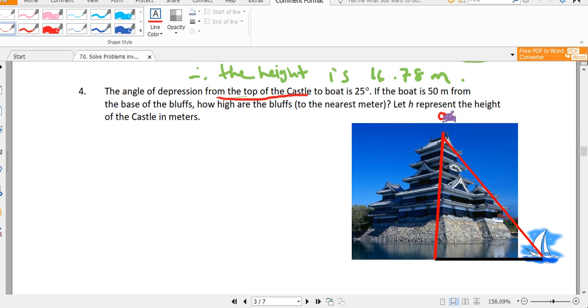So the angle of depression from the top of the castle, you are going to assume you are on top of this castle. And you are looking straight ahead, okay? You're looking straight ahead. So you look straight ahead, you're tilting your head down. This is your angle of depression, 25 degrees. The angle of depression from the top of the castle to the boat, because you're looking down towards the boat, is 25 degrees. If the boat is 50 meters from the base of the bluffs, okay, so this is 50 meters, and we're also going to assume this is 90 degrees, how high are the bluffs?